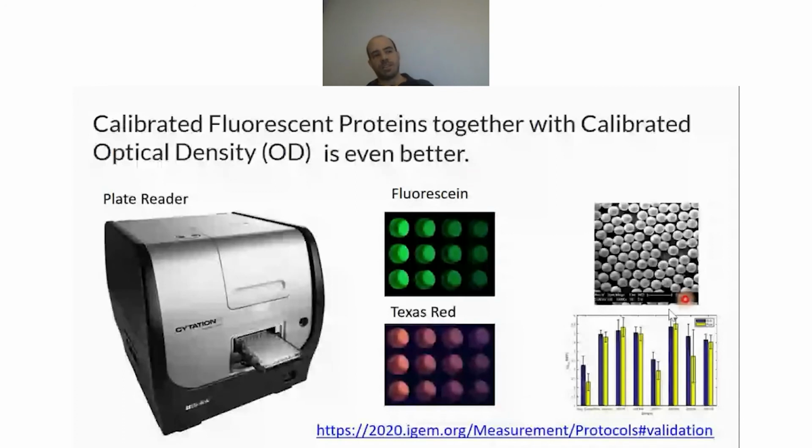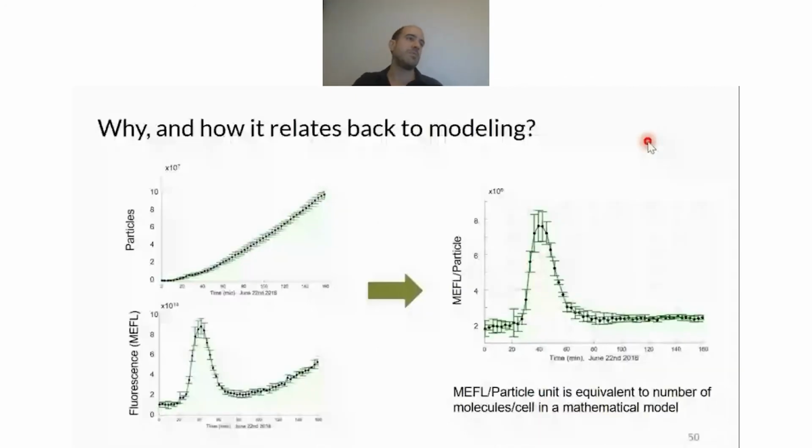If you calibrate your fluorescence measurement with these tools, and also if you calibrate the optical density, the OD, with the beads, with the particles, that relate the OD that you measure with the amount of cells that you have in your culture, you can have an even better way to know what happened in the cell. And how do we relate that with the model?